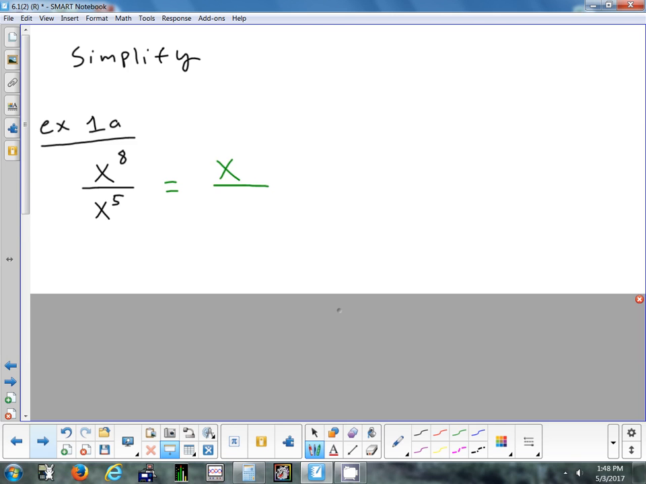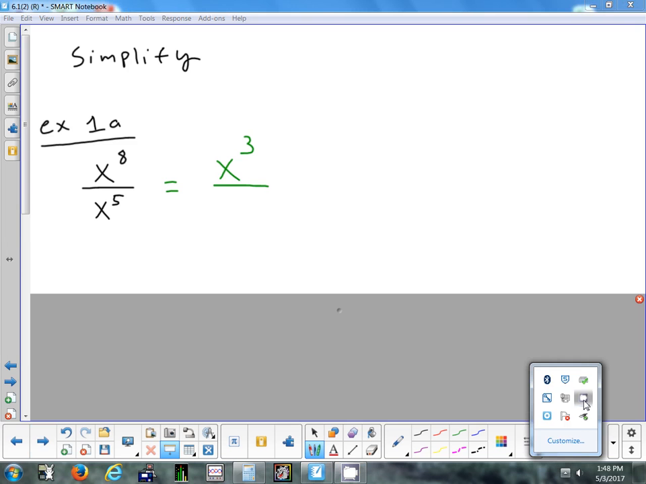Now, what is our exponent going to be? Kyle. 3. How'd you get 3, Kyle? Yeah, 8 minus 5. Remember, yesterday when we multiplied, we had the same base, we added. Today, when we divide, we have the same base, we subtract. Nothing on the bottom, what can I put? 1.